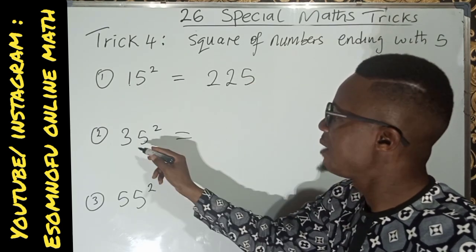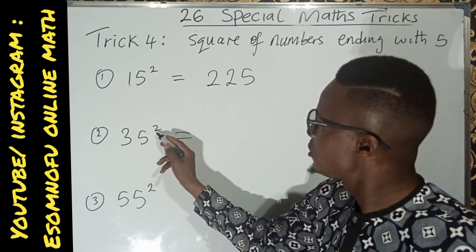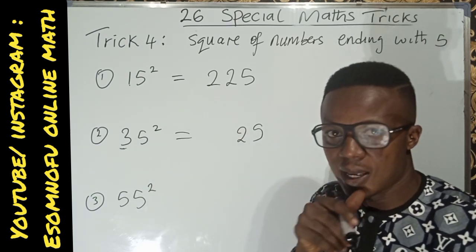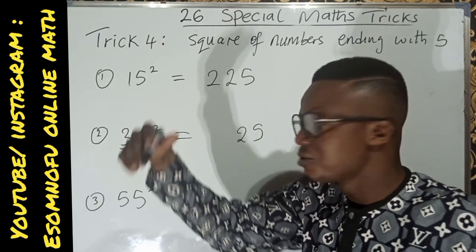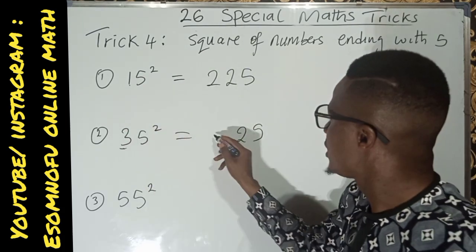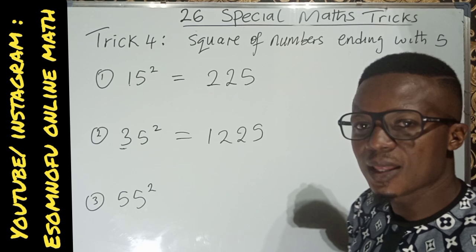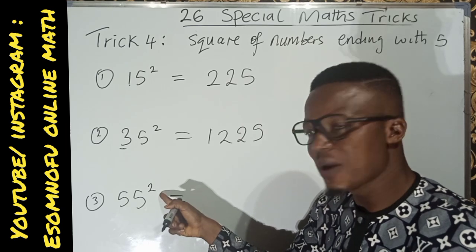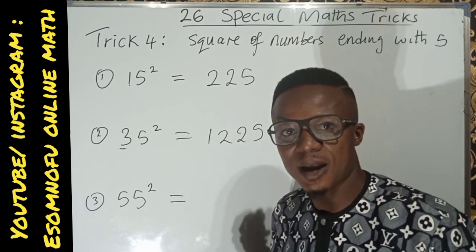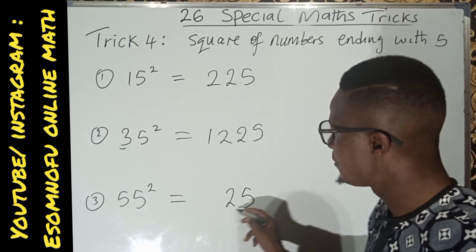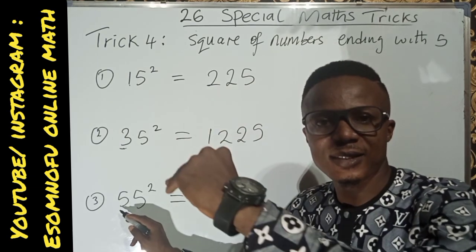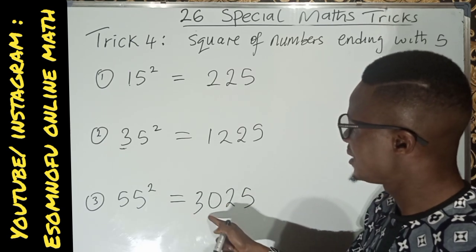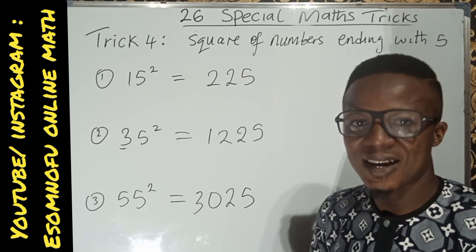For the second one, where you have 35 squared, just say 5 squared, it will still give you 25. The tenth digit is 3. After 3, the next higher number is 4. So just say 3 times 4. That will give us 12. So the answer is 1225. For this particular one, you just need to say 5 squared. 5 squared means 5 times 5, which is 25. You write 25. After 5, the next higher digit is 6. Hence, 5 times 6 will give us 30. The answer is 3025. As simple as that.